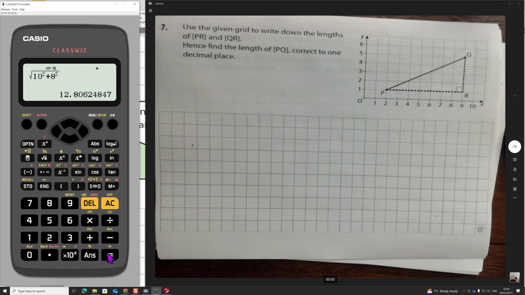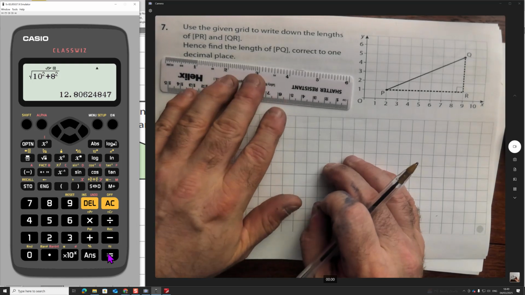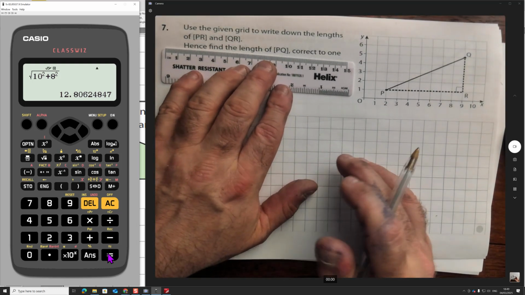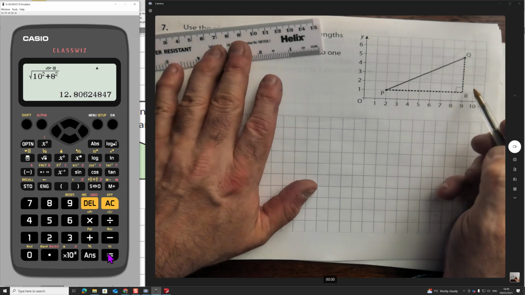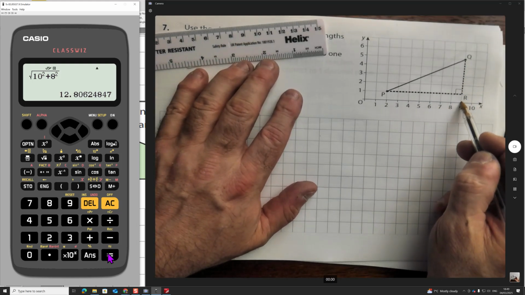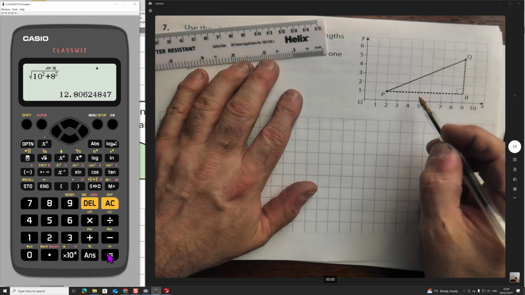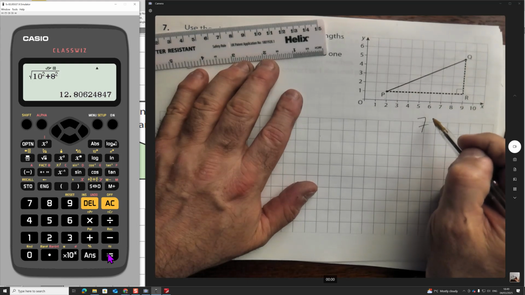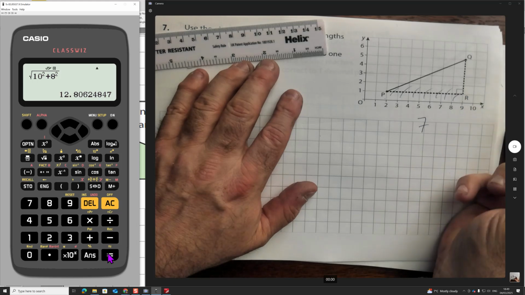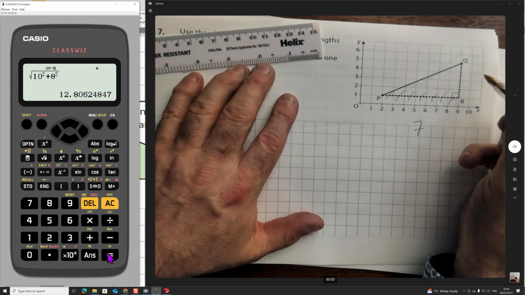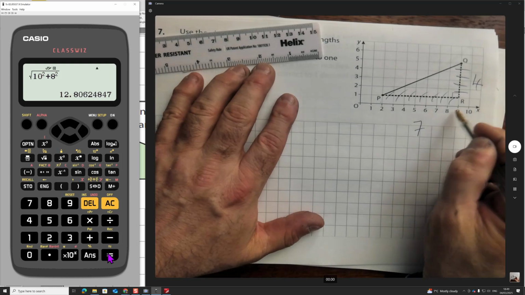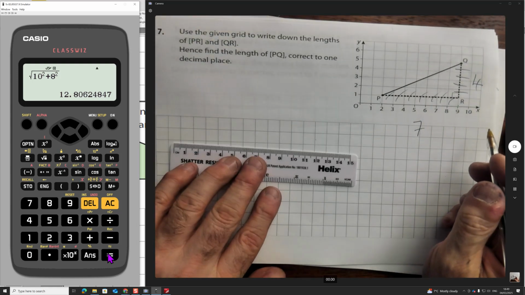We're on to 7. We're reading for understanding. Use the given grid to write down, so they didn't. So we can use the grid, which is the supporting triangle, and the supporting triangle here is 9 take away 2, or count the boxes, you get 7. Let's just double check. 1, 2, 3, 4, 5, 6, 7. The most basic thing of all in maths is counting. So I should be counting, not subtracting.